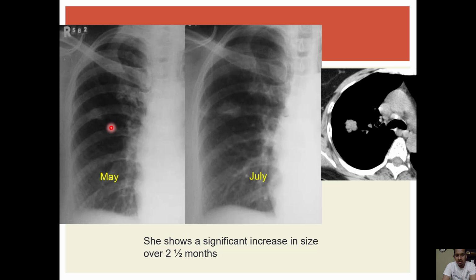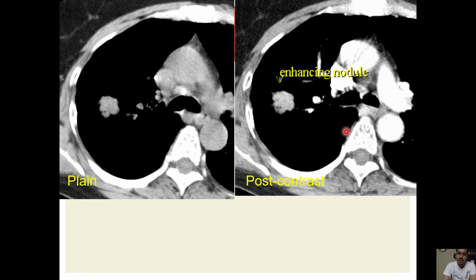So even on the X-rays, there is an evident increase in the size of lesion, and we already saw the CT lesion which had a lobulated appearance. Now we'll give a contrast and see. So here you can see that post contrast, if you look carefully, there is some enhancement of this nodule.